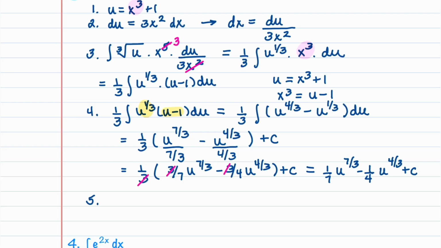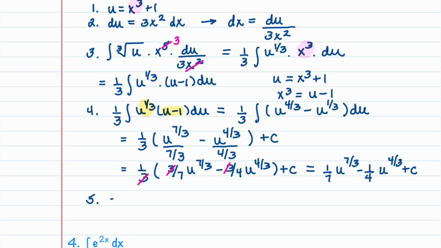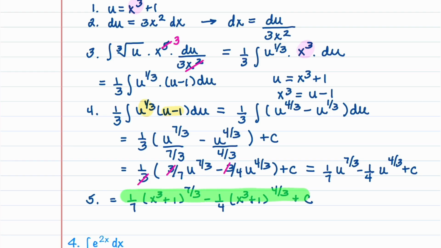Now for our last step, all we have to do is rewrite our answer in terms of x. Our answer is then 1/7. Instead of u, we have x cubed plus 1, and we raise that to the 7/3, and then we subtract 1/4, and we have x cubed plus 1 raised to the 4/3 plus c. And there's our answer.